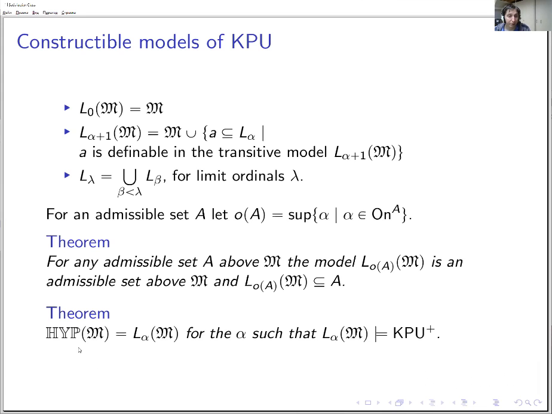And from this, of course, it follows that if you consider, say, the least ordinal such that it's the height of some admissible set, and then you consider the constructible universe up to this level, this will give you the least transitive model over M. Because this level of the constructible universe will contain arbitrary transitive models of KPU over your model M. So thus, this definition of heap of M will also be correct.